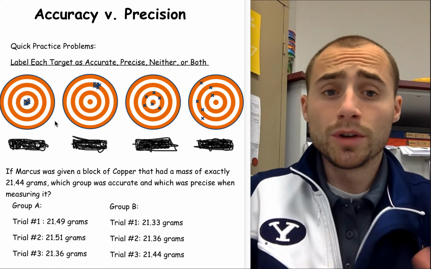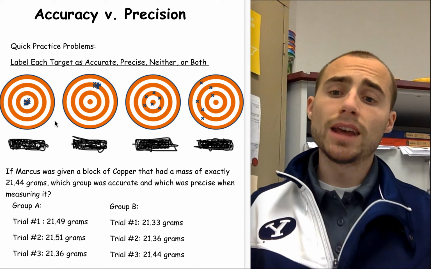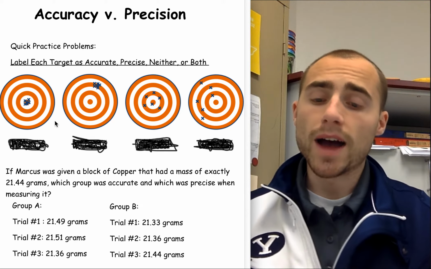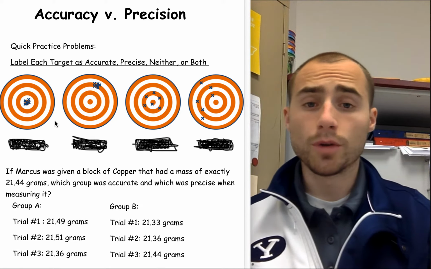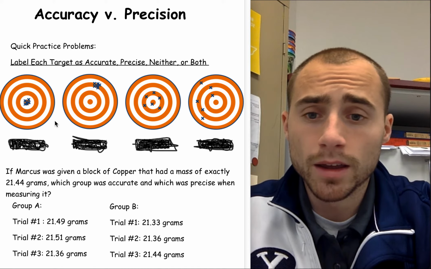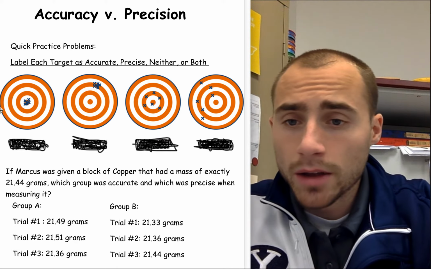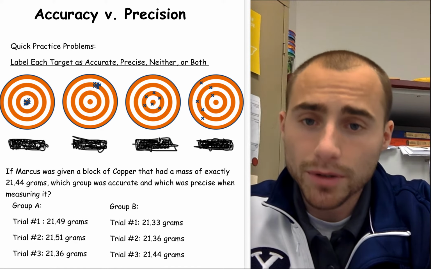Okay, what I want you to do now is pause the video and attempt these. There are 5 practice problems here, 4 targets and 1 word problem with data. Attempt these 5 practice problems on your own, then come check back with the video. Okay, you should have paused. You're just labeling each one accurate, precise, neither, or both.